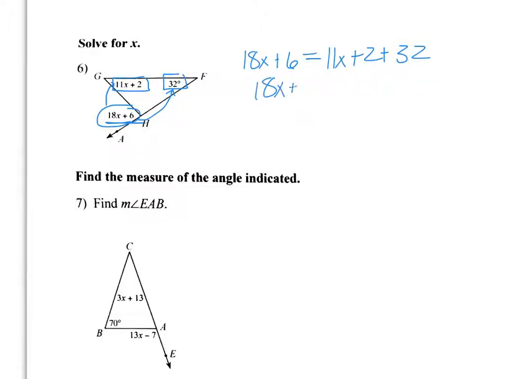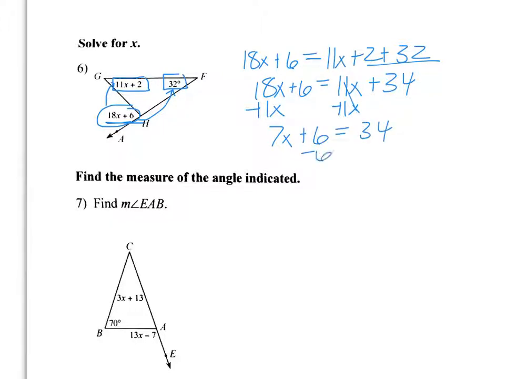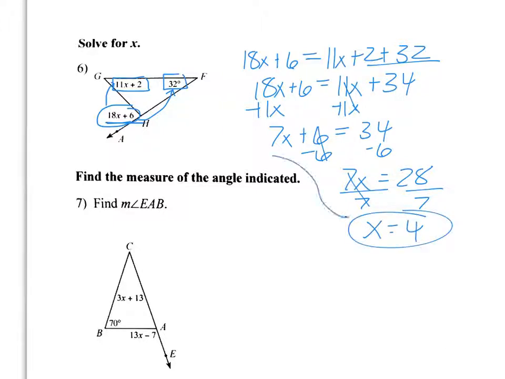So the first thing I'm going to do is on the right side combine my like terms. So I get 11x plus 34. I'm going to get rid of the 11x here by subtracting from both sides. So that gives me 7x plus 6 equals 34. Subtract 6. It's going to give me 7x equals 28. Divide by 7. And we get x is 4. And that's all it asks for. It asks us to find x.